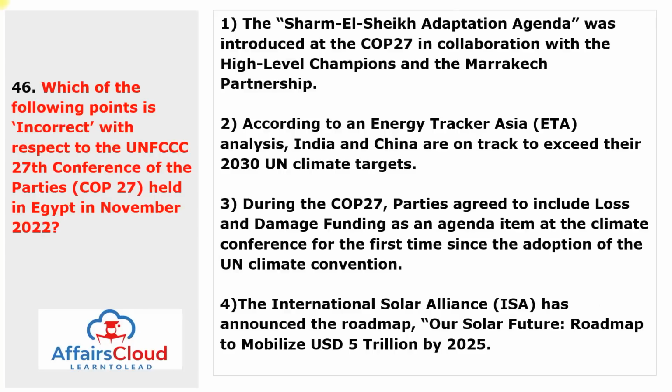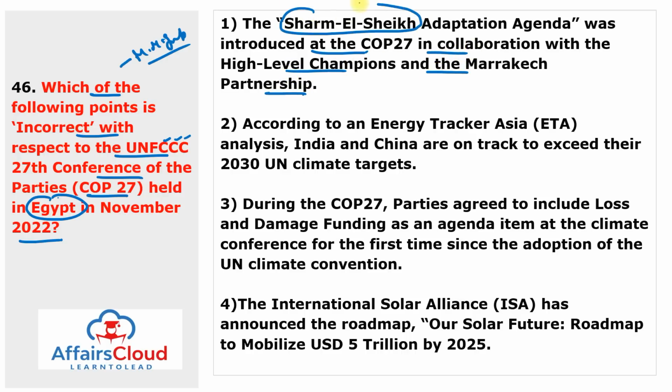Moving to next question. Which of the following points is incorrect with respect to the United Nations Framework Convention on Climate Change, which is also known as COP27, held in Egypt in November 2022? Most important question. So let's read out the statement. The Sharm el-Sheikh Adaptation Agenda was introduced at the COP27 in collaboration with the high-level champions and the Marrakech Partnership. So remember this word Sharm el-Sheikh. This is a place in Egypt where COP27 hosted. So first statement is true.